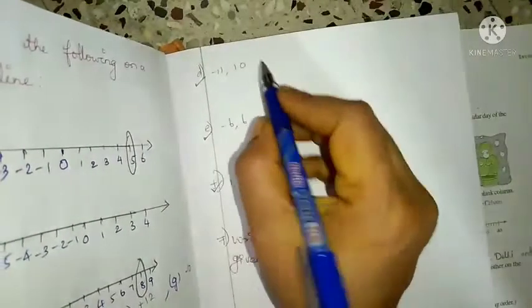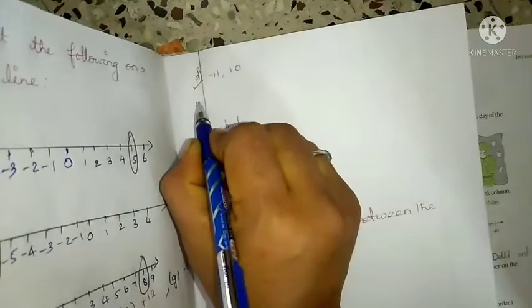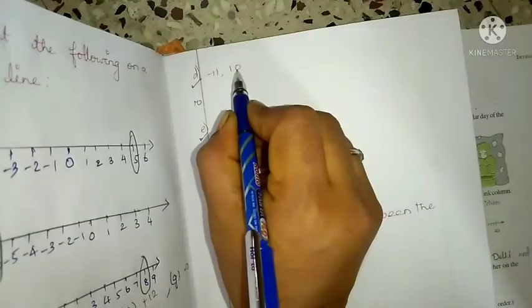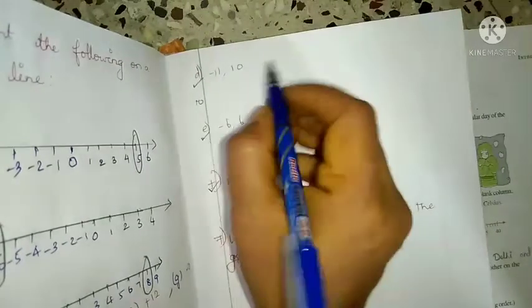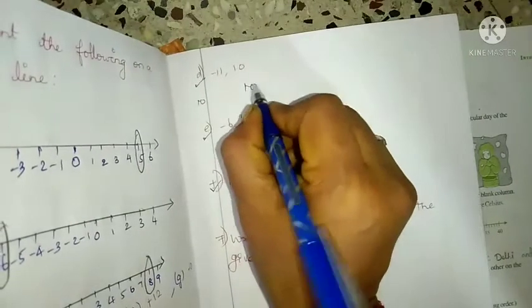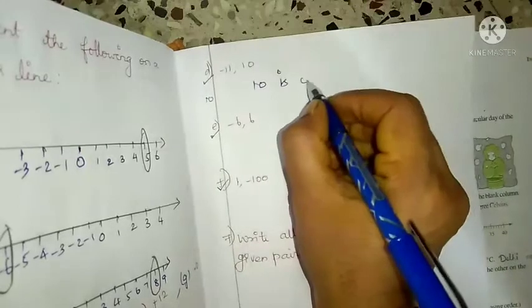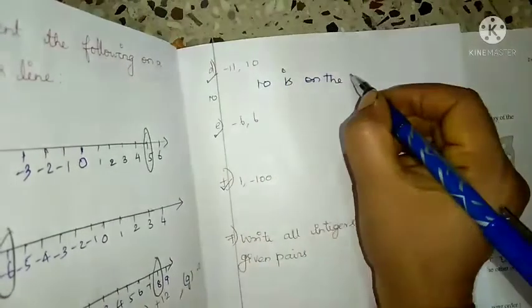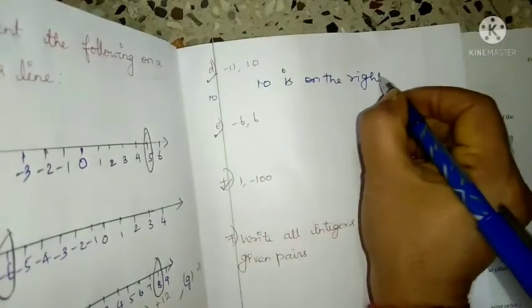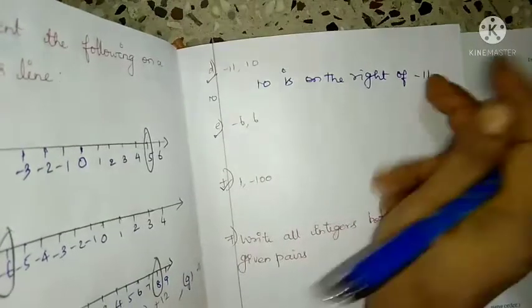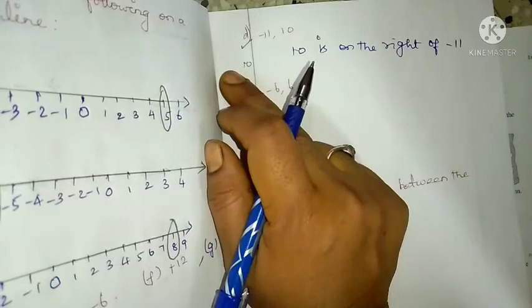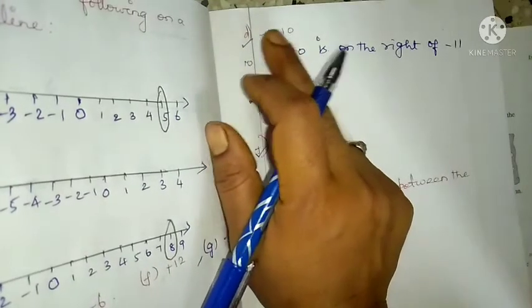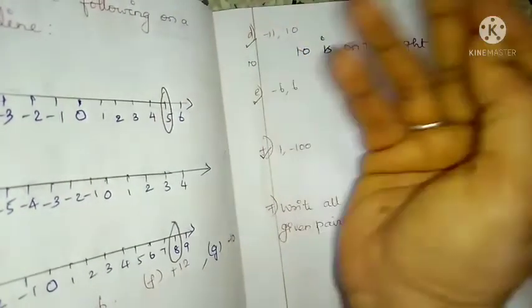So one sum I will do for you. 10 is on the right side. Always the positive number will be on the right side. Like this, when a negative number and a positive number are given, we can easily write that the positive number is always on the right side. 10 is on the right side of -11. If two negative numbers are given, you can write and see also, no problem. But with one negative and one positive, you can easily identify that the positive number is on the right side.